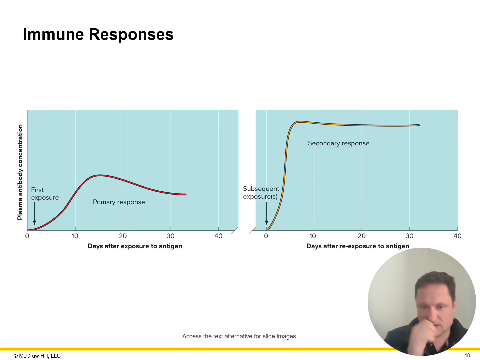Okay, this is just a chart showing the quickness and the strength of the immune responses. So the days after the exposure to the antigen, we see 15 days at the height of the first exposure, and then 7, 8 days on the secondary exposure when it's at its height.